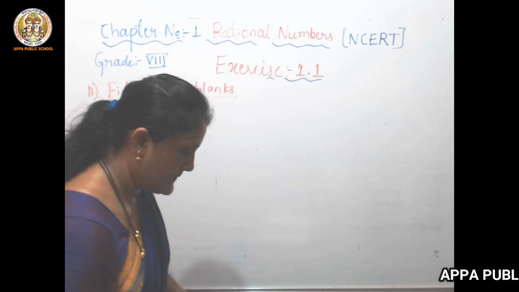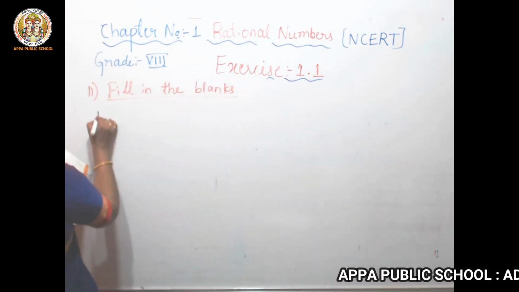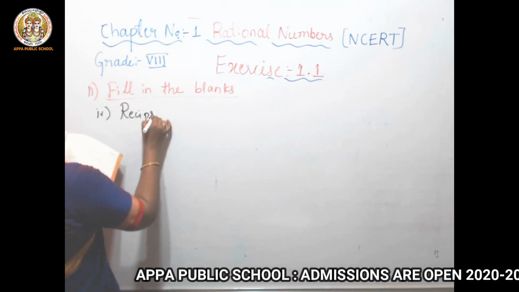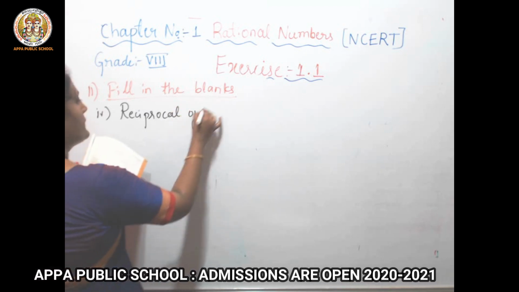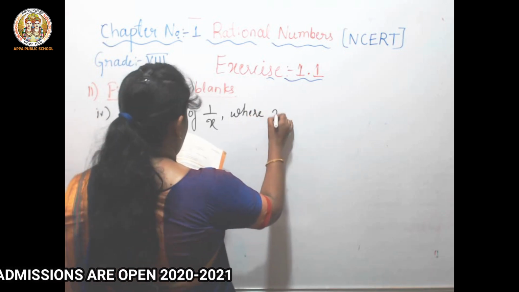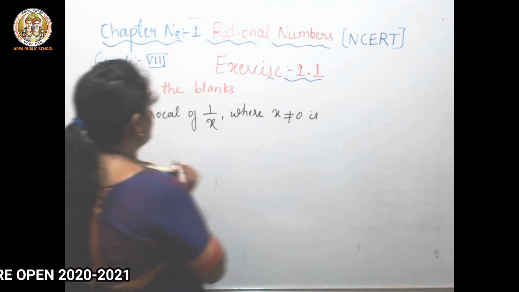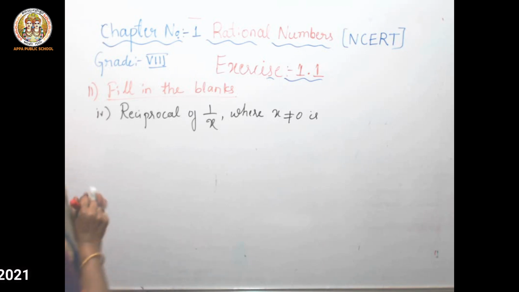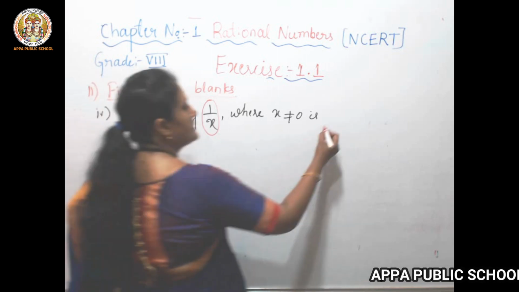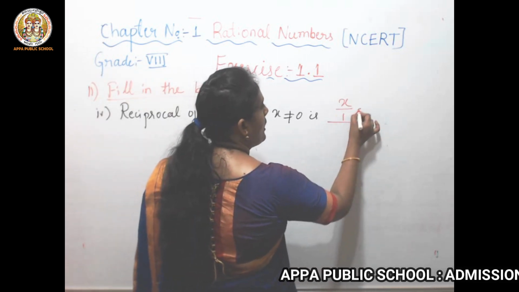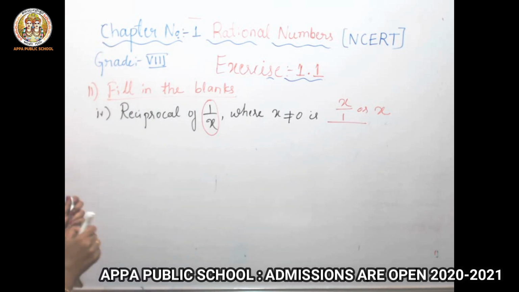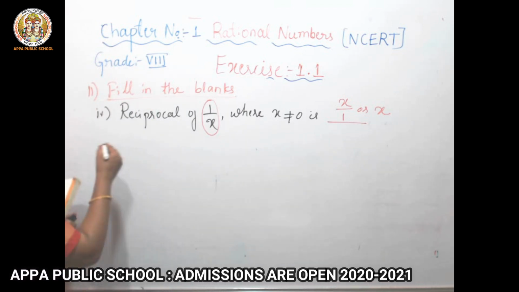The fourth question is the reciprocal of 1 by x, where x is not equal to 0, is. They are asking to write the reciprocal of 1 by x. It means the numerator will become the denominator and the denominator will become the numerator. So x by 1, or we can write only x, isn't it? This is the answer. Now question number 5.